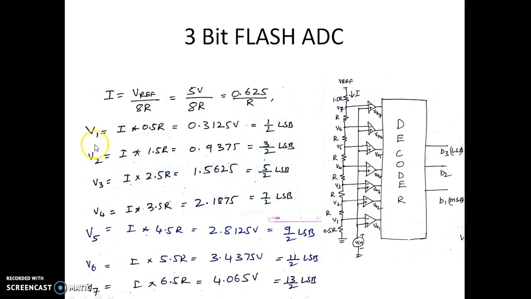Similarly, we can find the voltages from V1 to V7. It is interesting to note that all reference voltages are odd numbers of half LSBs. So this is 1 half LSB, 3 half LSB, 5 half LSB, and this is 7 half LSB, like that. So as we can see here, this is voltage V1 to V7, and these are the corresponding voltages in terms of LSB.